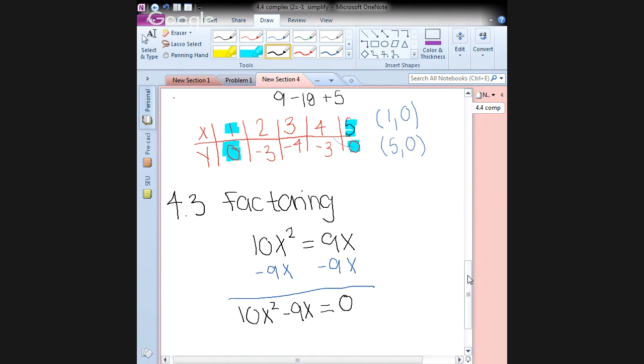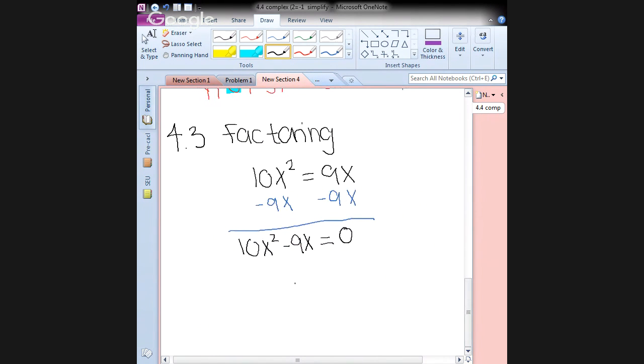So this looks like it may not be factorable, but we'll try it. Before I even start my box for factoring, I need to ask myself the question, is there a greatest common factor? If I'm looking at the actual numbers, 10 and 9, the answer would be no, because 10 and 9 have nothing in common. But if I look at their variables, 10x squared and 9x, they do have something in common. So I can first start this problem by pulling out an x.